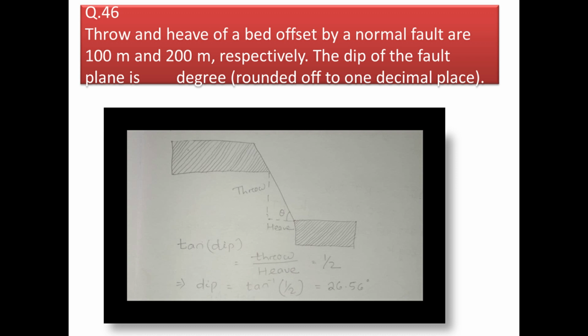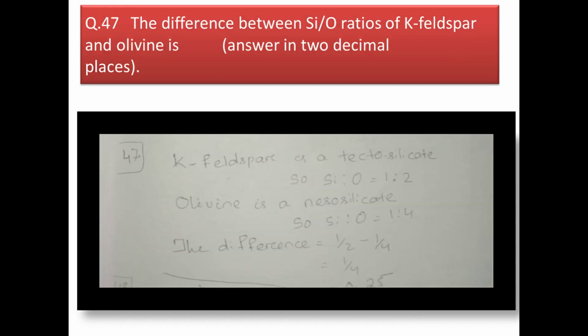Now the next question is the difference between Si is to O ratios of K feldspar and olivine is. Now see, K feldspar is a tectosilicate, so Si is to O is 1 by 2, and similarly olivine is a nesosilicate, so Si is to O is 1 by 4. Now the difference is 1 by 2 minus 1 by 4, 1 by 4, that is 0.25.